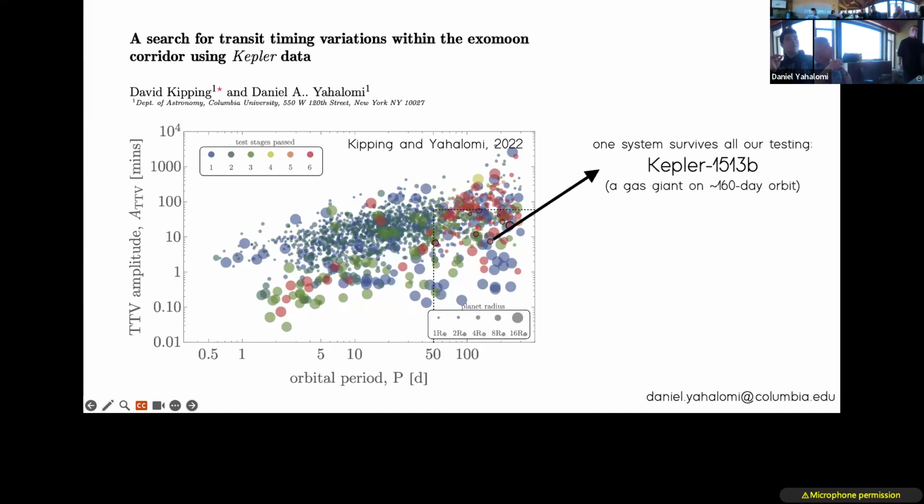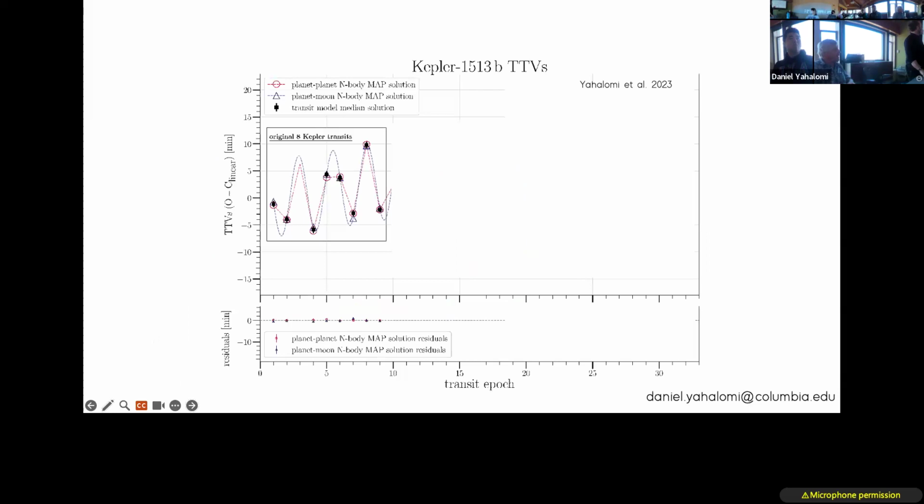Because it's such a long orbit, 160 days, we only observed about 8 transits in the Kepler data set. And so when you plot it out, the question naturally is: is this unseen companion to Kepler 1513 a planet or a moon? And if you plot what the Kepler TTVs look like, let me walk you through what you're looking at. On the y-axis are the TTVs, on the x-axis is the transit epoch, basically the transit number.